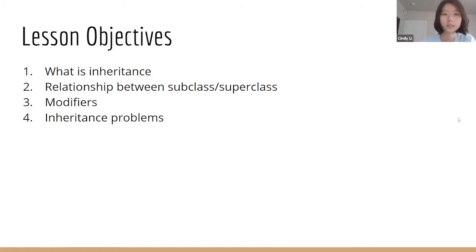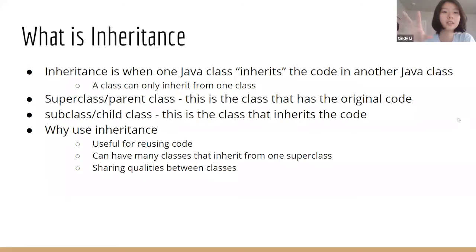So let's get started. First thing, inheritance is when one Java class inherits the code in another Java class. Now, on a side note, a class can only inherit from one class, but you might be confused as to what inherit means. Inherit in this sense is kind of like having a method, because now you don't have to repeat the code for every single class that has similar code.